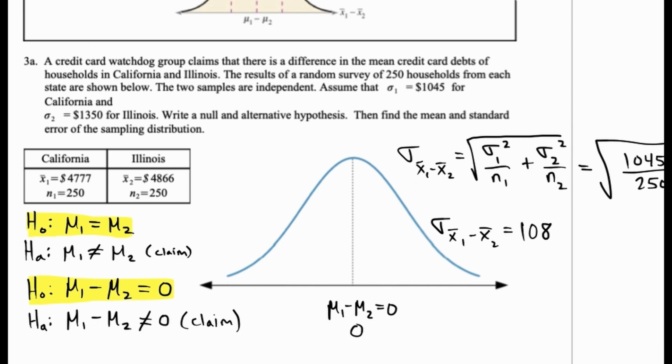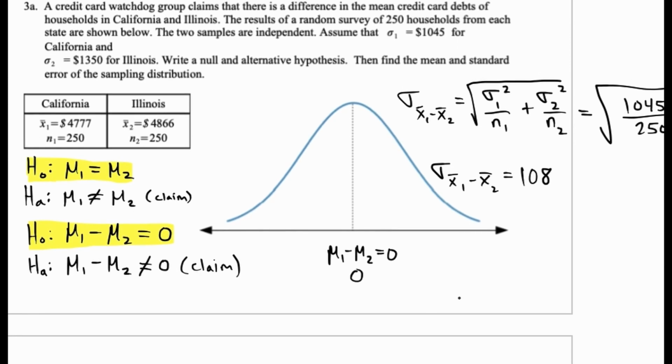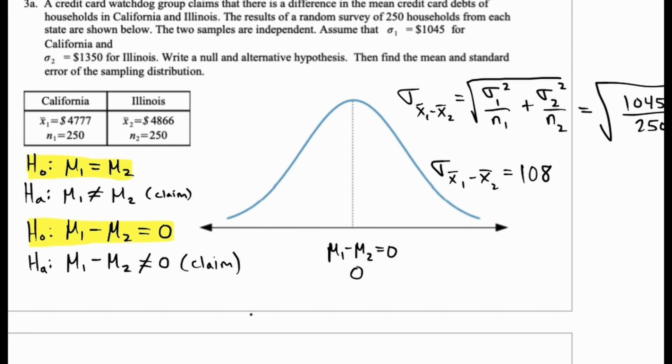All right. Now, just out of curiosity, what is the difference between the sample means here? We want to do x bar 1 minus x bar 2. That is 4,777 minus 4,866. I get negative 89.